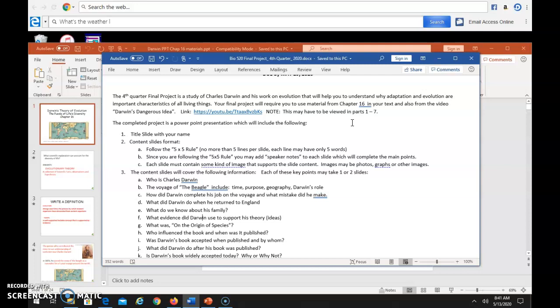Remember that adaptation and evolution are part of those original 8 characteristics that we studied. And so this is kind of pulling everything together that we've talked about this year.